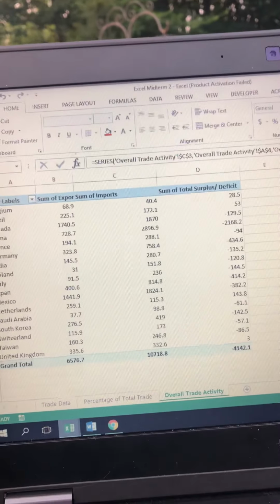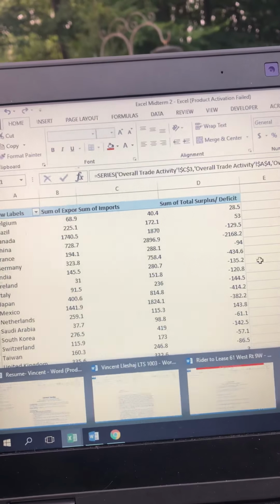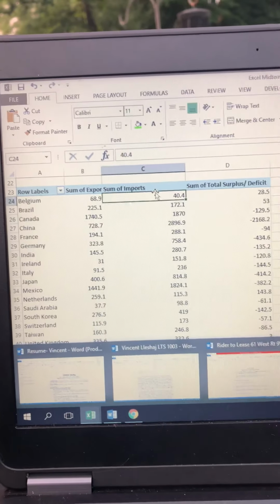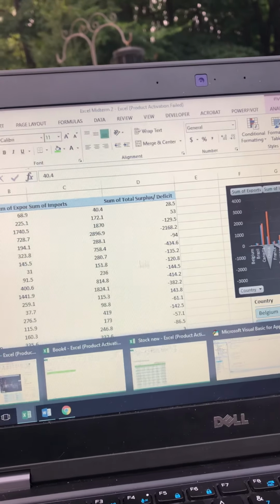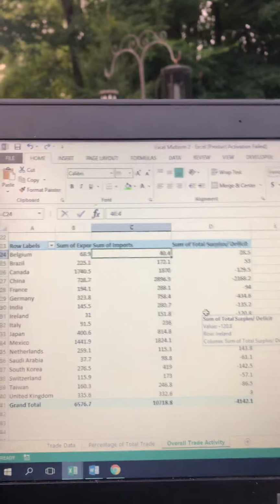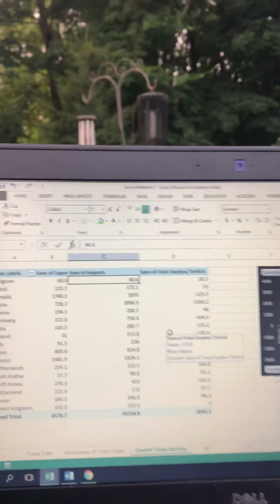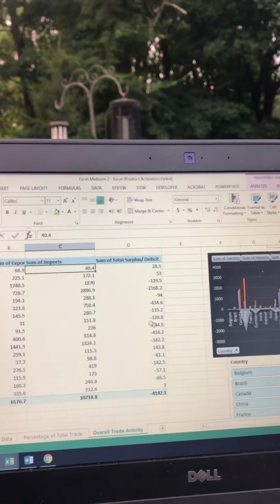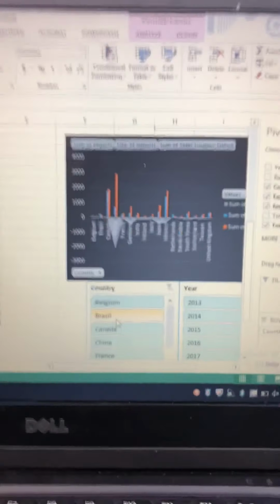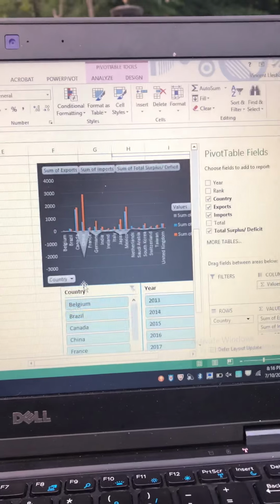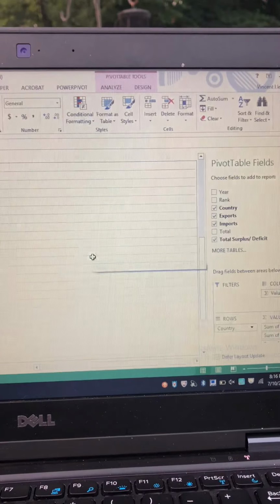And down here, okay. And down here, for example, we have the sum of total exports and the sum of total imports. And again, the sum of the total surplus and deficit, but I put it a little easier. I put it into a chart with some slicers just so you could see again, look, China is our biggest. Let me just get that a little bit more centered for you.